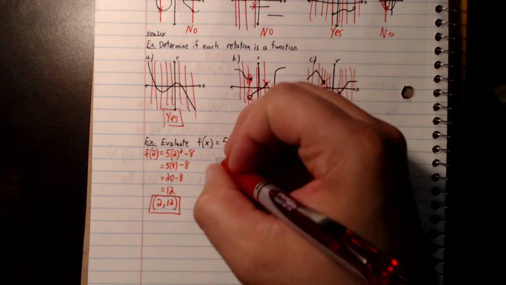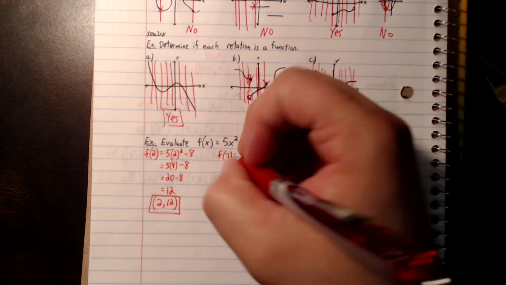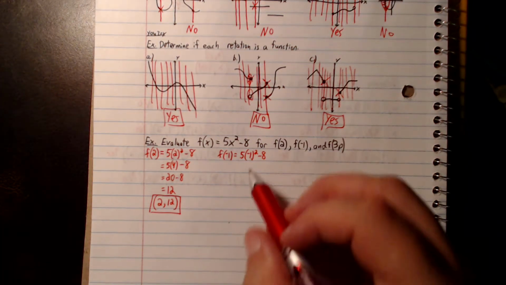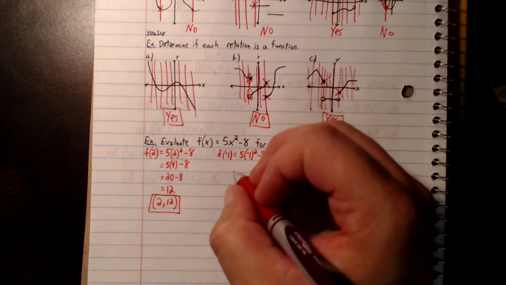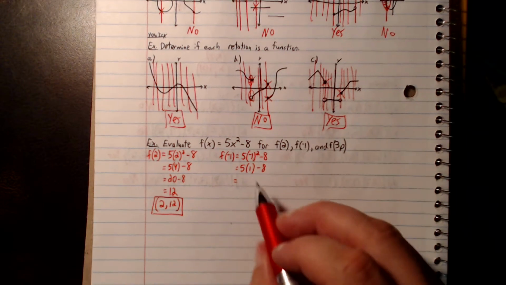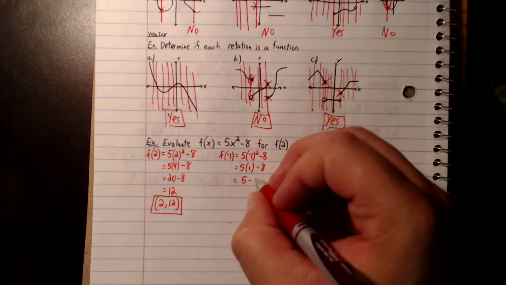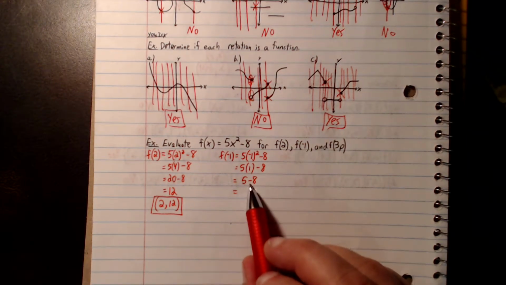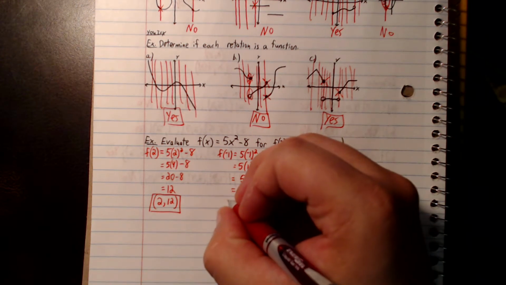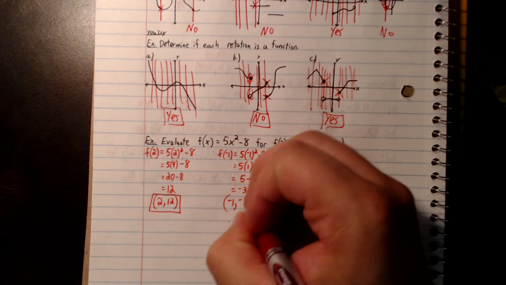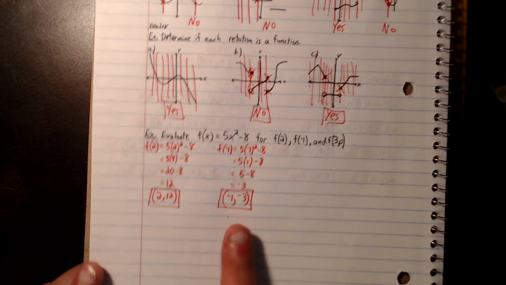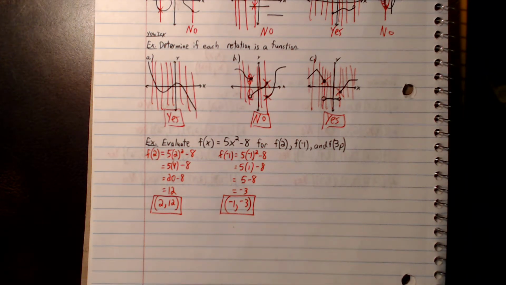Let's try for -1. Again, we'll take care of our exponents first. -1 squared, that's actually just +1. 5 times 1, that's just 5. 5 minus 8 is -3. So if I plug in -1, I'm going to get out -3 every time. Notice again how we're writing our solutions as coordinate pairs.